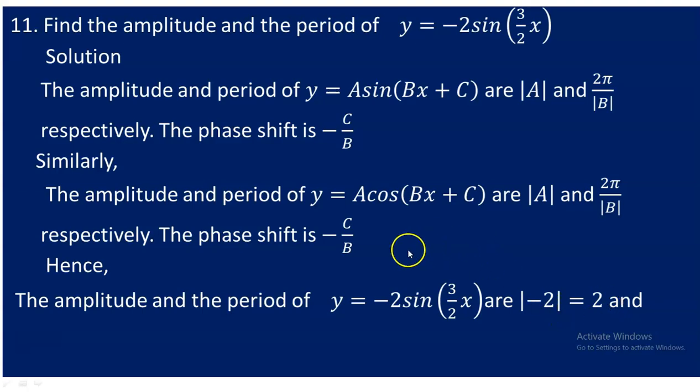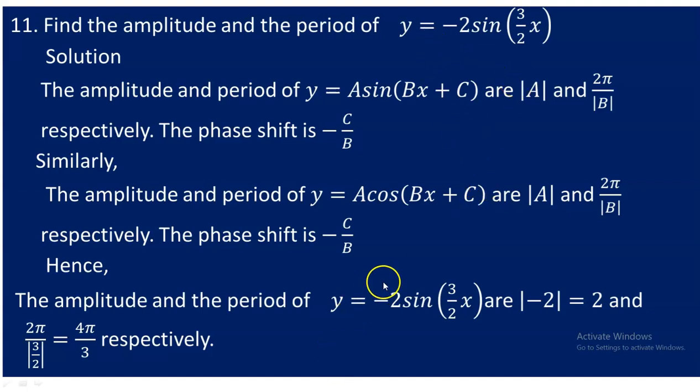And the period for this particular function is determined by 2 pi over the absolute value of b. We know that b is 3 over 2 because the coefficient of x is our b value. So when you simplify 2 pi divided by 3 over 2, you obtain 4 pi over 3. So within a 4 pi over 3 interval, everything is repeating itself. That is what is meant by the period. So the period is 4 pi over 3 and the amplitude is 2, as you see.